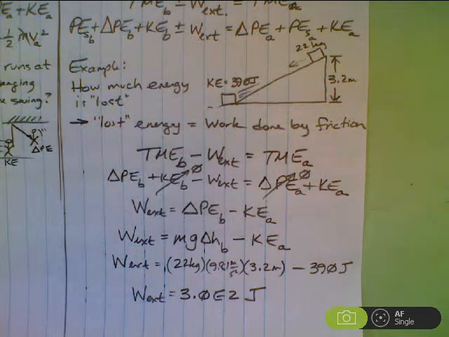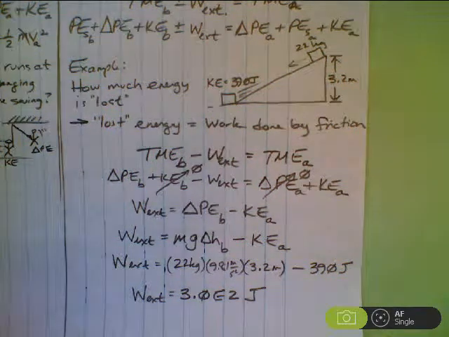So we need to think ahead a little bit. I don't want to go into 1/2 mv squared. I don't know that information. Now the work done by the external force, we can substitute in the numbers that we have for mg and delta h, subtract the 390 joules, and I end up with 3.0 E2 joules. We're giving our answer to 2 sig figs.